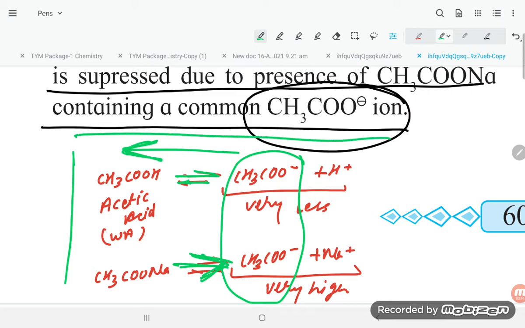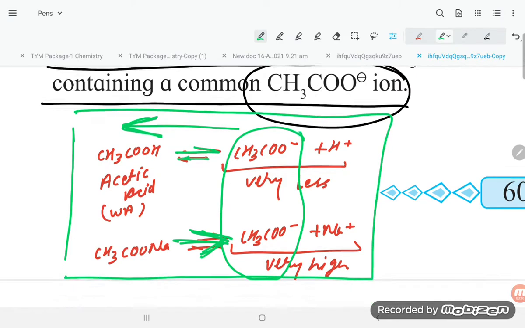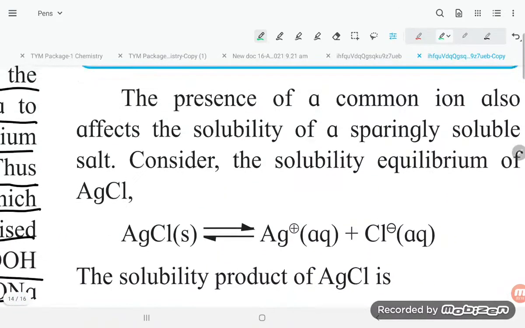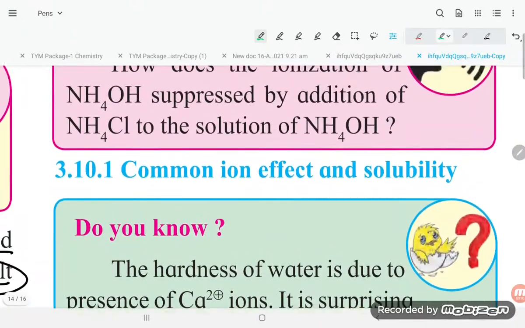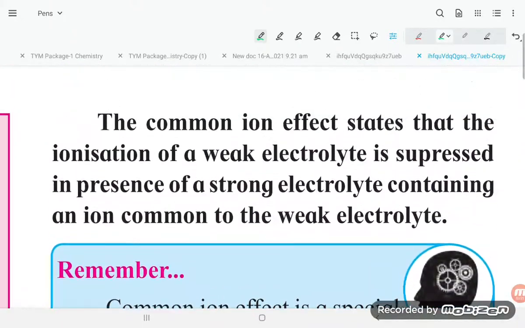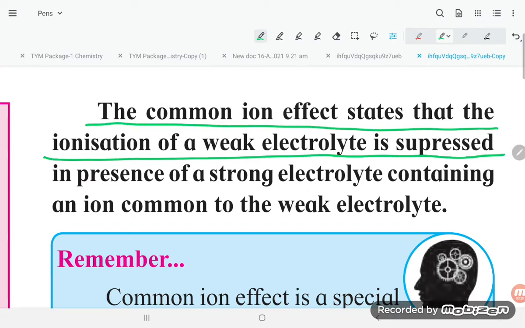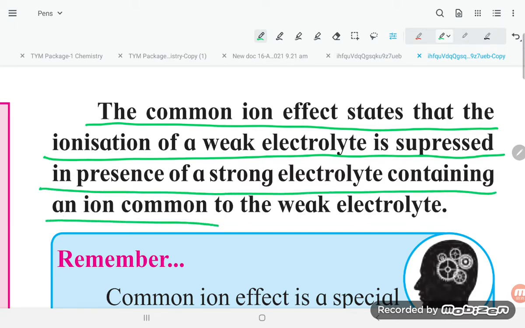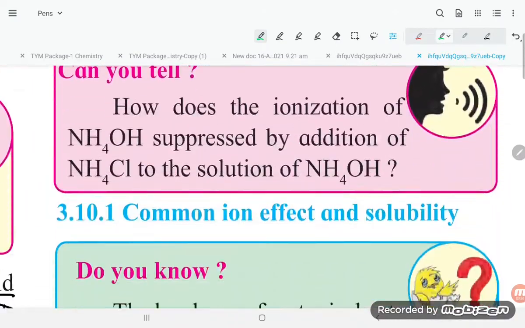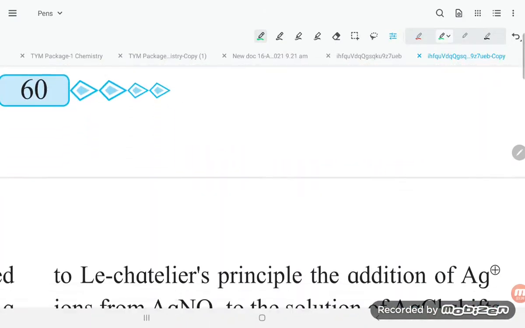This is what is known as the common ion effect, dear students. So here you can read out the definition. The common ion effect states that the ionization of a weak electrolyte is suppressed in the presence of a strong electrolyte containing an ion common to the weak electrolyte.